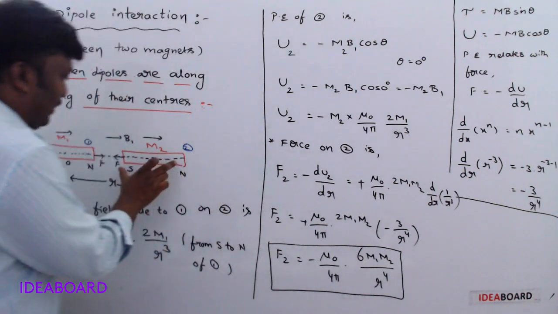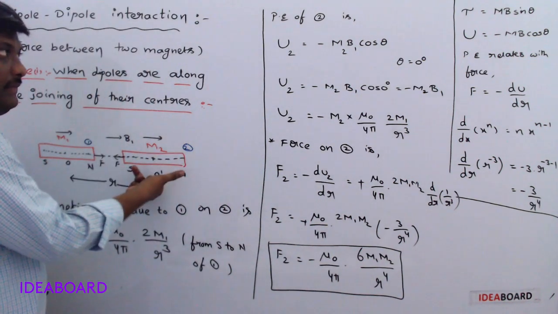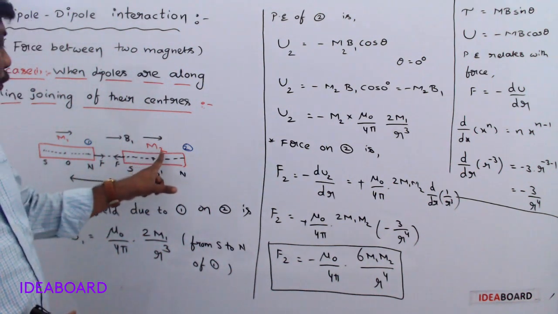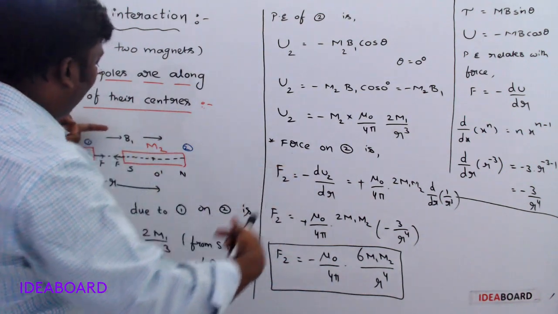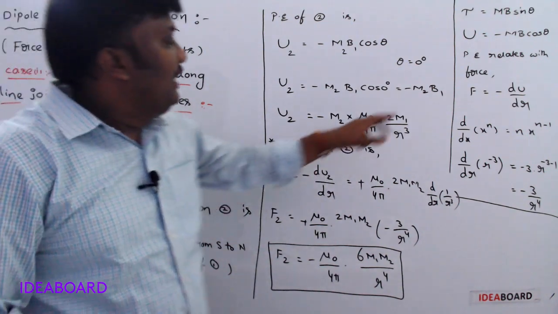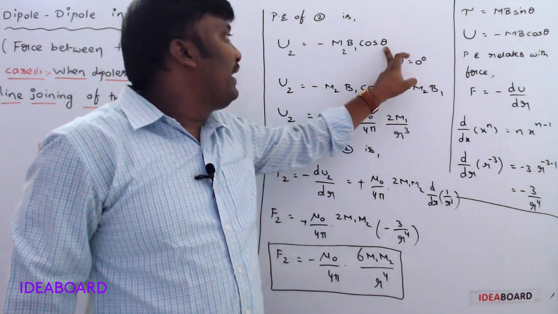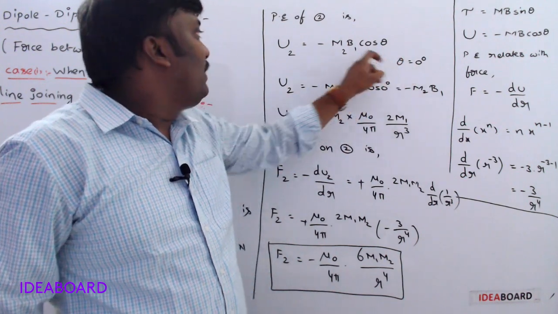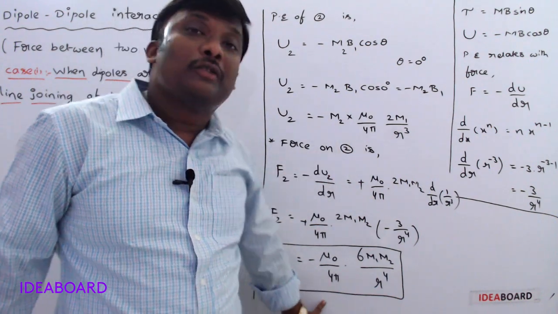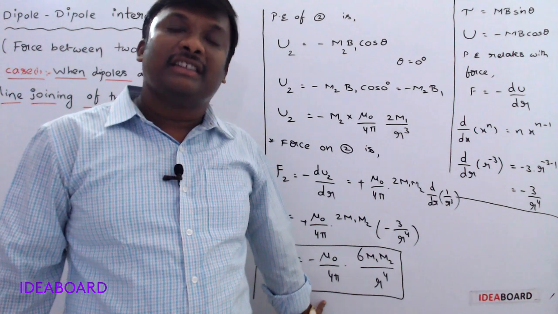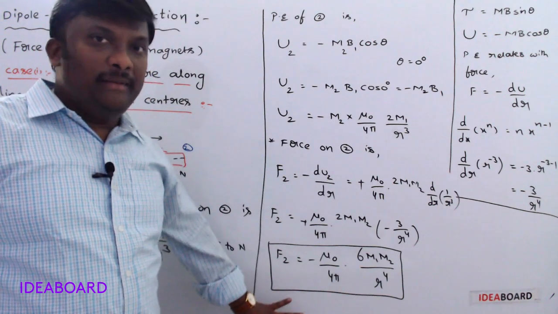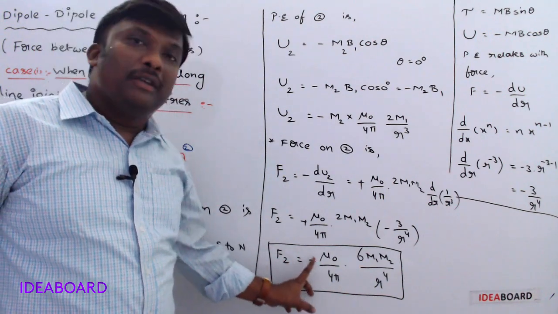Suppose this magnet is reversed. If you reverse it, what happens? The direction of M2 changes. Now M1 is in this direction and M2 is in this direction. So the angle becomes 180. If the angle becomes 180, cos 180 value is minus 1. Minus 1 means the potential energy now becomes plus. When the potential energy becomes plus, the answer also becomes plus. Plus indicates the force is repulsive. But the value does not change. The magnitude is the same, only the sign changes.